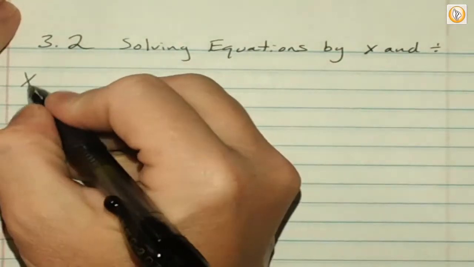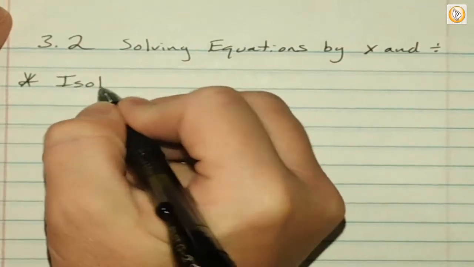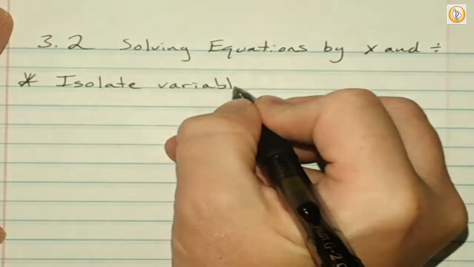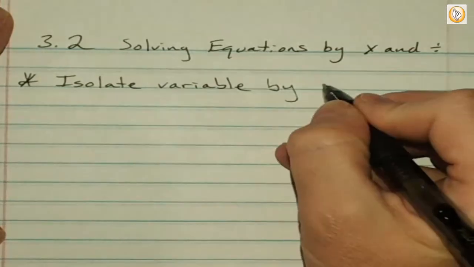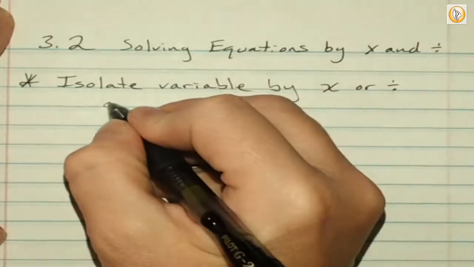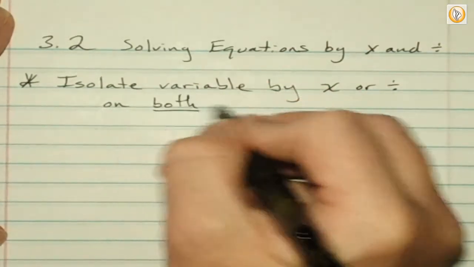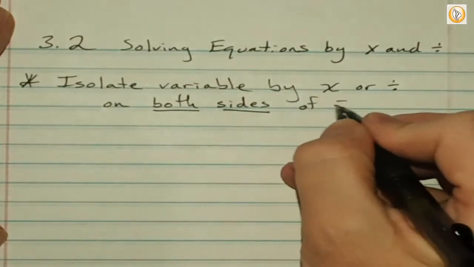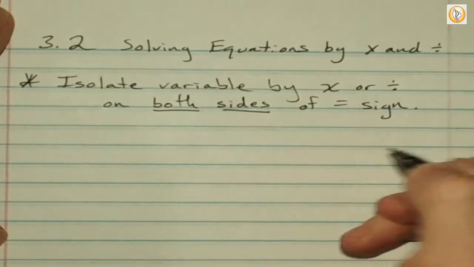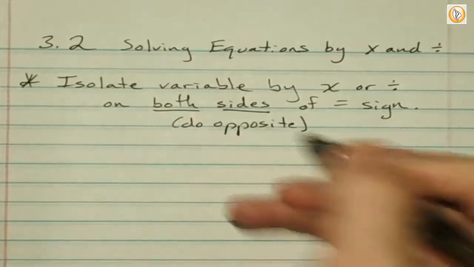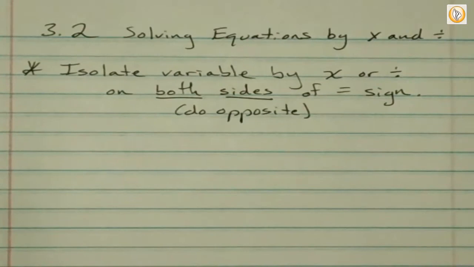So, for example, you're going to isolate the variable today by multiplying or dividing on both sides of the equal sign. Basically, do the opposite. So we're isolating the variable, meaning getting it all by itself.